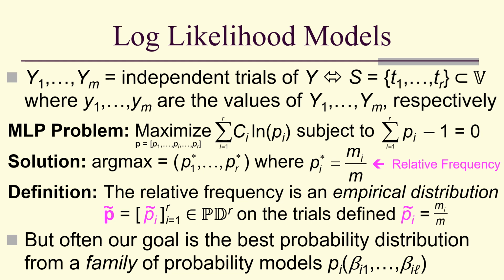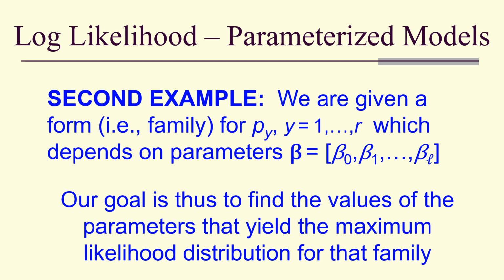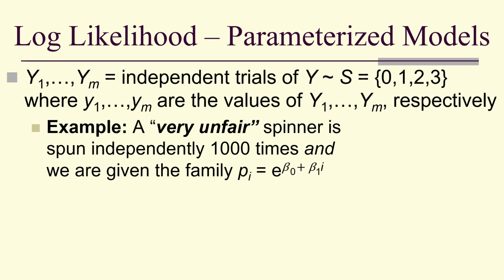But often our goal is the best probability distribution from a family of probability models with parameters. So this is our second example. We have these parameters, and we want to find the values of the parameters that yield the maximum likelihood distribution for that family. So we're going to look at the example of an unfair spinner spun independently 1,000 times, and we know that the probabilities p sub i are of the form e to the beta naught plus beta 1 i. Notice there are 4 outcomes. So we're looking for which probabilities gave us this unfair spinner.